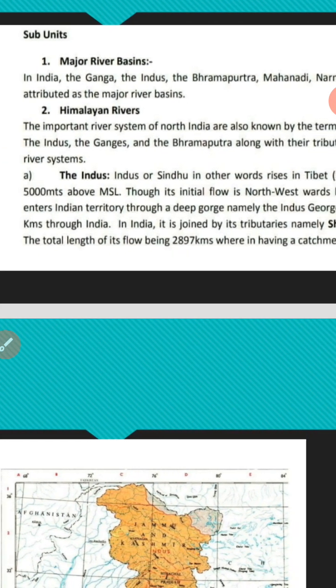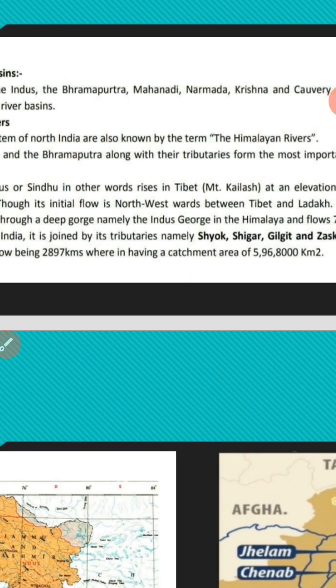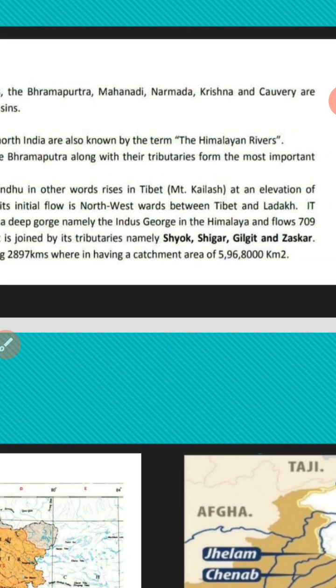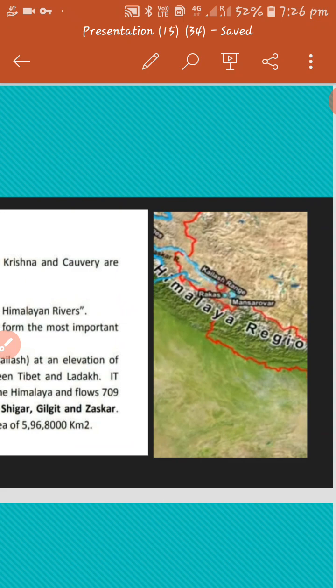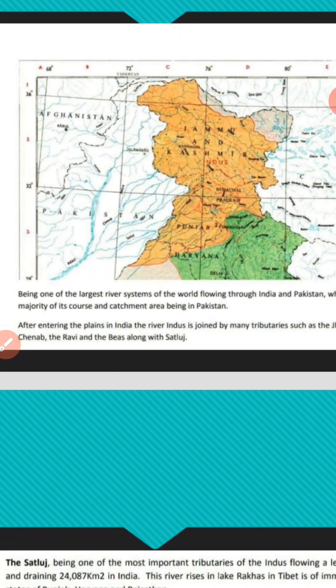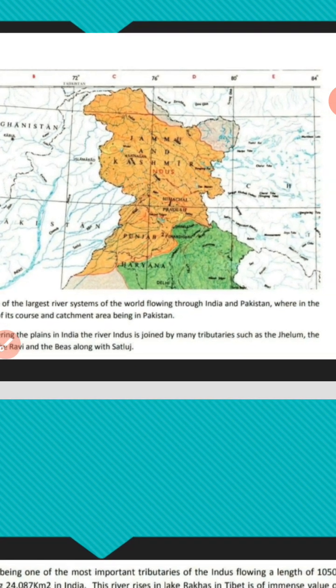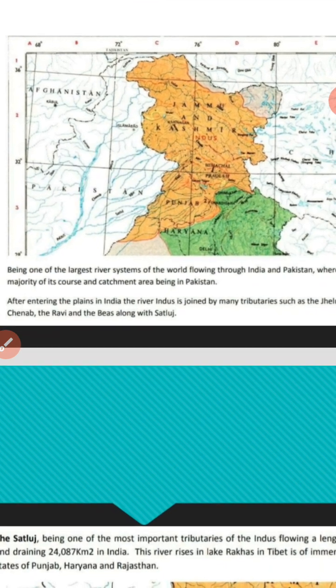The total length of its flow is 2897 km, with a catchment area of 5,968,000 km square. It originated from this place, which is called the Mansarovar Lake in Tibet. Being one of the largest river systems of the world, flowing through India and Pakistan, the majority of its course and catchment area is in Pakistan.